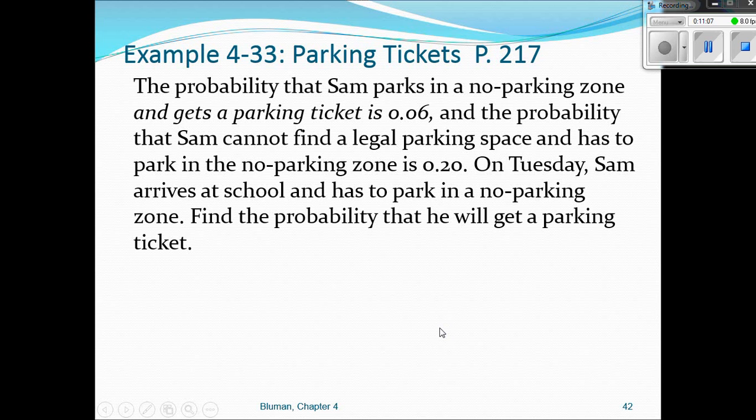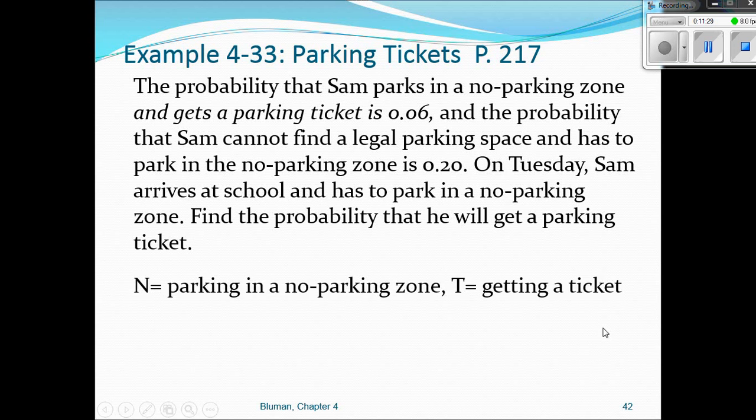So what's the probability that Sam parks in a no parking zone and gets a parking ticket? Or the probability, sorry, that that happens is 0.06. The probability that Sam cannot find a legal parking space and has to park in a no parking zone is 0.2. On Tuesday, Sam gets to school, has nowhere to park except a no parking zone. What's the probability that he will get a ticket?